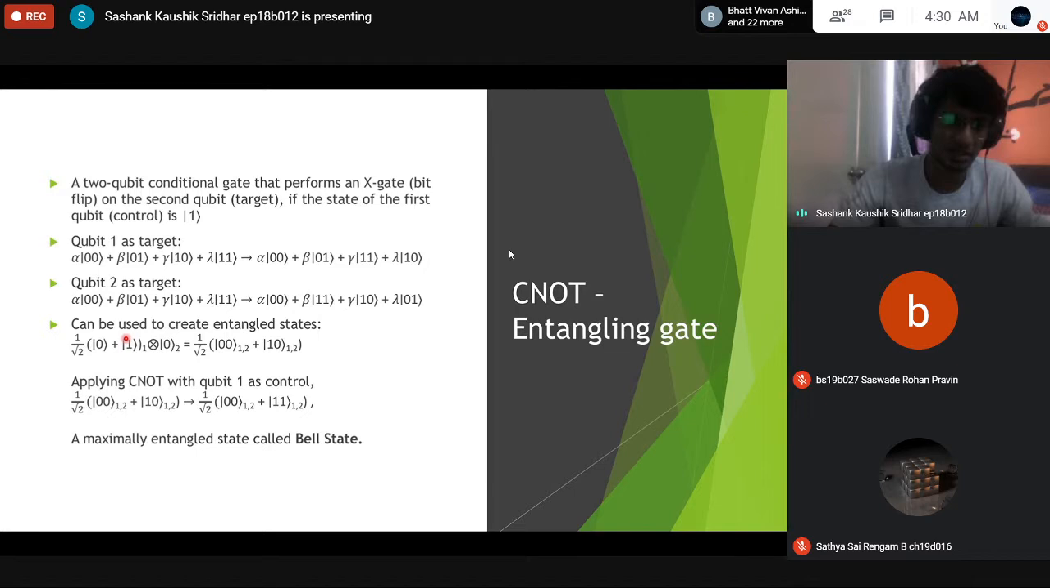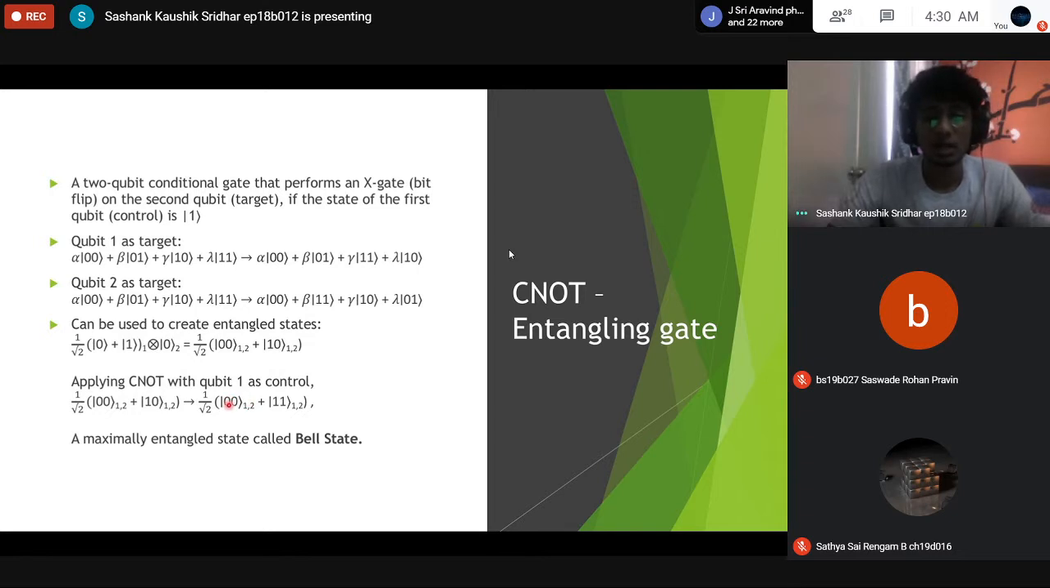Again, the dimensionality also increases accordingly. Here it is 2 and the dimensionality here is 2. So dimensionality becomes 2 times 2, which is 4. So you have 4 possible states, out of which there are 2 coefficients here. And when you apply a C0 with qubit 1 as control here, you end up with this special state 0 0 plus 1 1. And what does this mean?